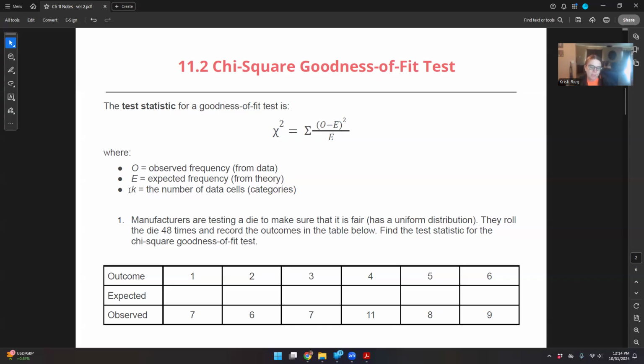And then finally, we're going to talk about K. K is the number of data cells or categories that we have. K is not huge, but you will start seeing degrees of freedom popping up.